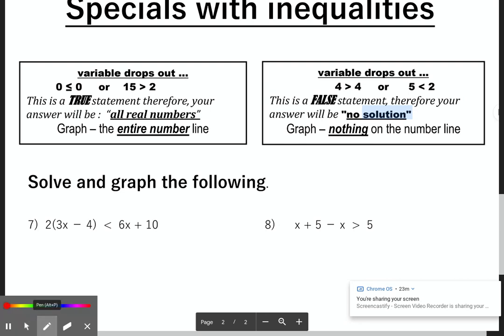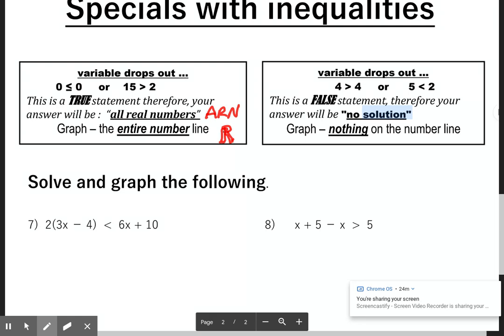Okay, and another, remember we said the abbreviation could be ARN or that fancy R, something like that. Okay, and it would be the entire number line. So all real numbers would work.